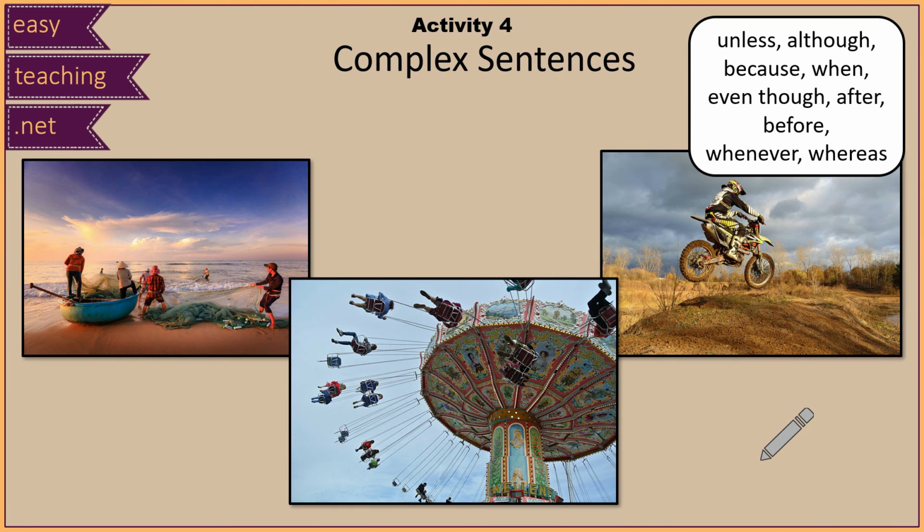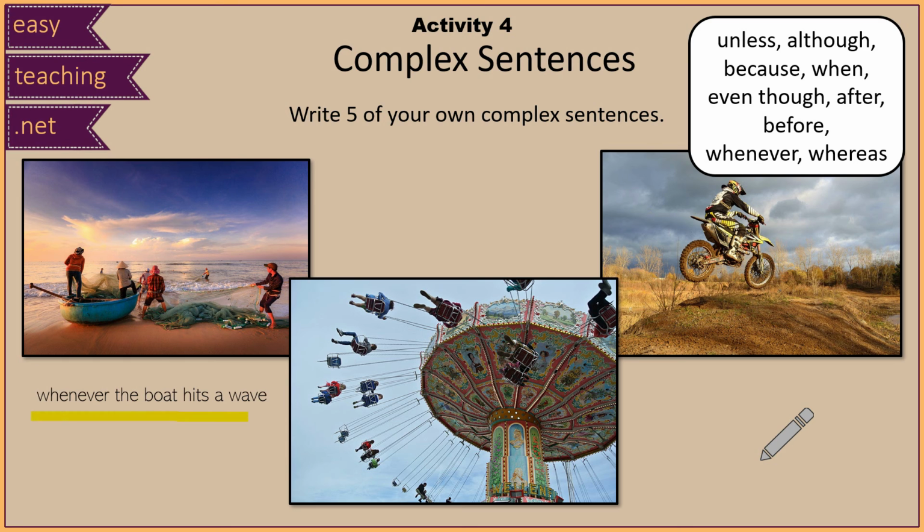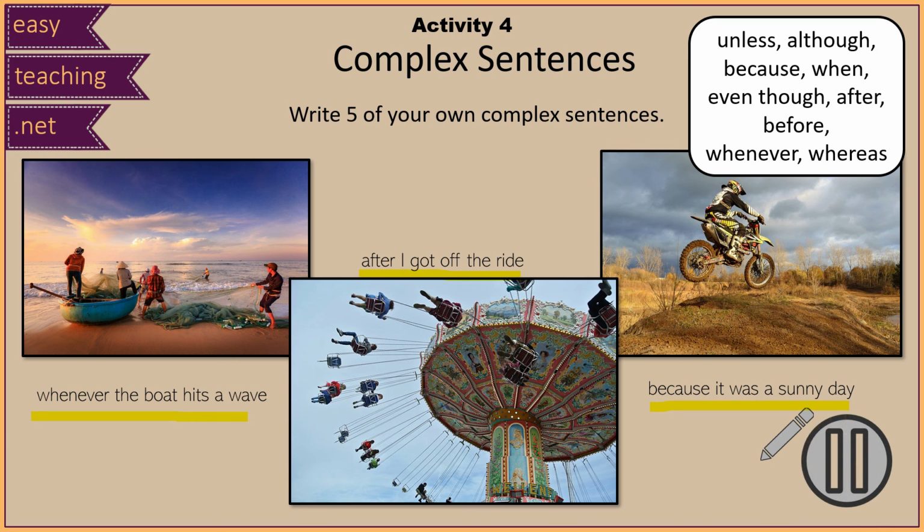Now it's your turn. You're going to write 5 complex sentences. Start by looking at these pictures. Then choose a conjunction from the box. If you need a bit more help, use the following dependent clauses. Whenever the boat hits a wave. After I got off the ride. Because it was a sunny day. You don't need to use these if you feel confident. Pause here until you're finished writing your 5 complex sentences.